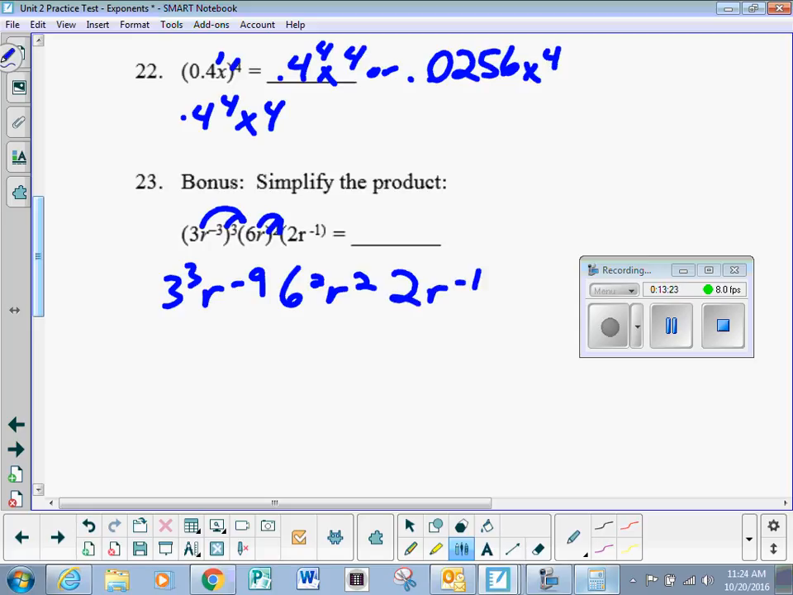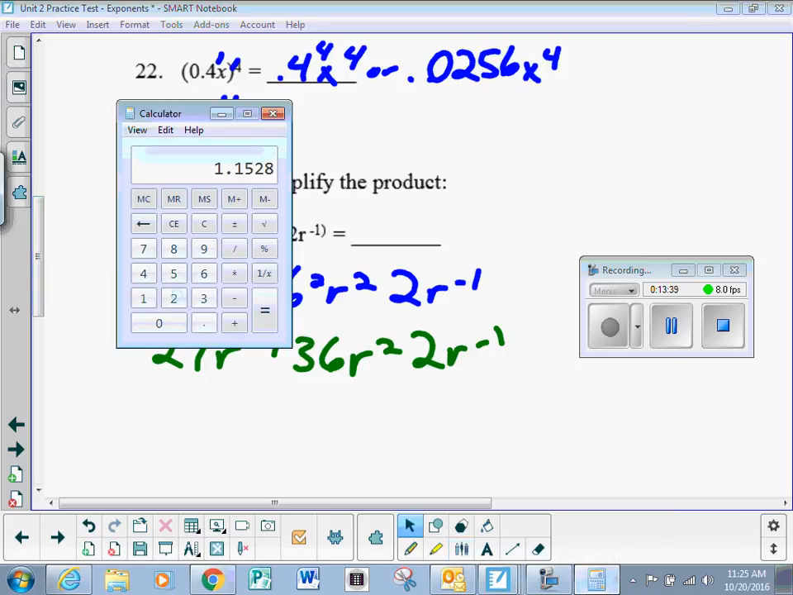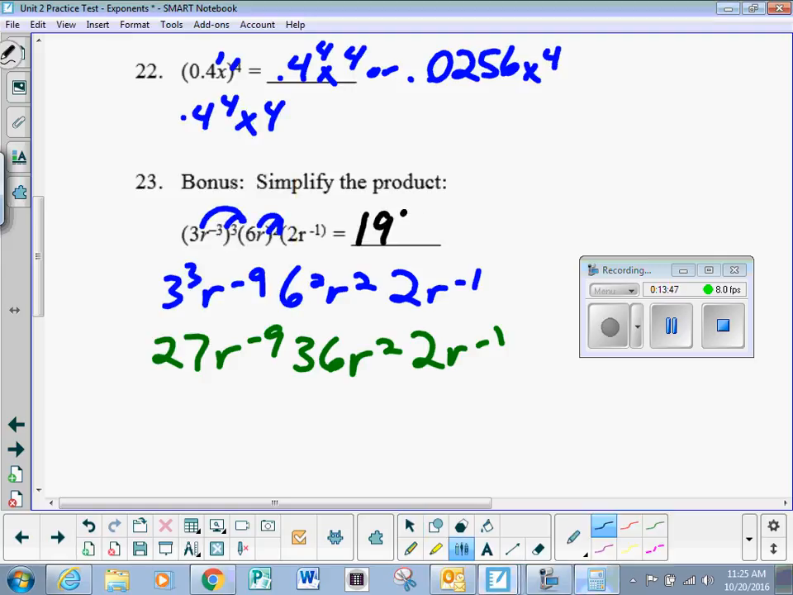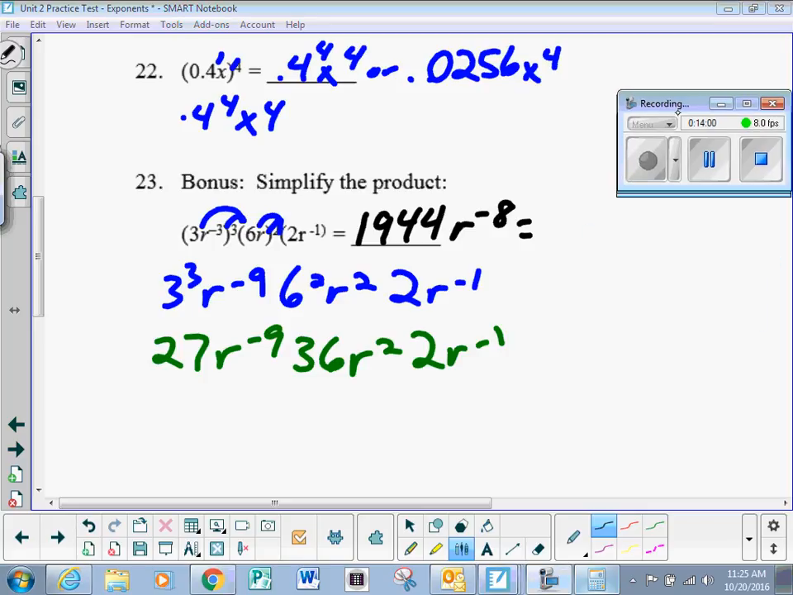Step 1, simplify everything. Step 2, let's multiply these out. Now let's multiply numbers together. 27 times 36 times 2. 1944. Right. Okay? Negative 9 plus 2 is negative 7 plus negative 1 is negative 8. What do I do if I have a negative exponent? Put it under 1.